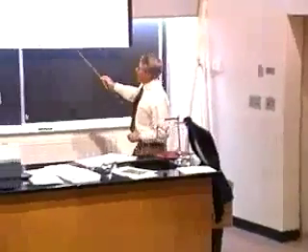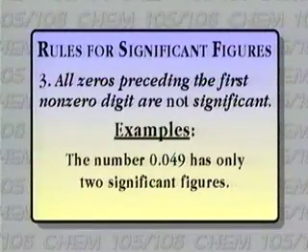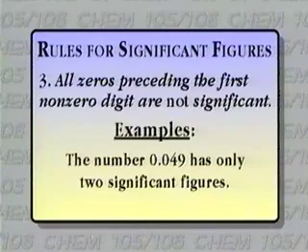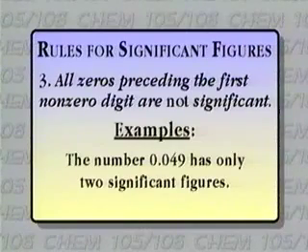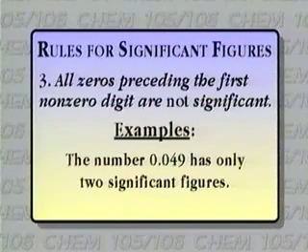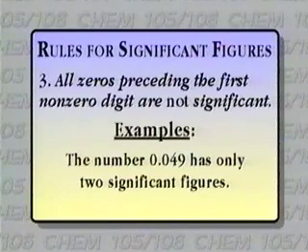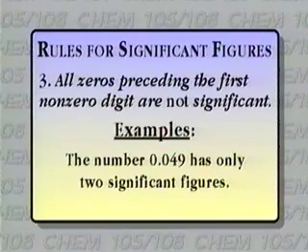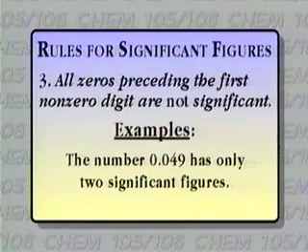The third rule, all zeros preceding the first non-zero digit are not significant. This occurs when we see a number like this, 0.049. All right? Those first 2 zeros do not fall between digits. And by the same aspect as we were applying Rule 2, zeros between digits are significant, zeros not between digits and not following a digit are not significant.